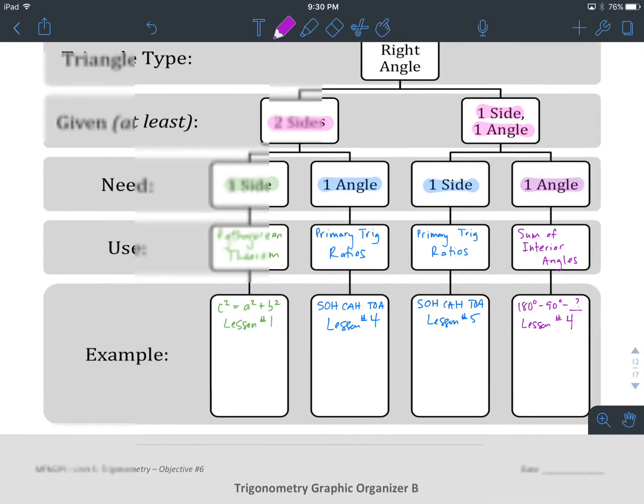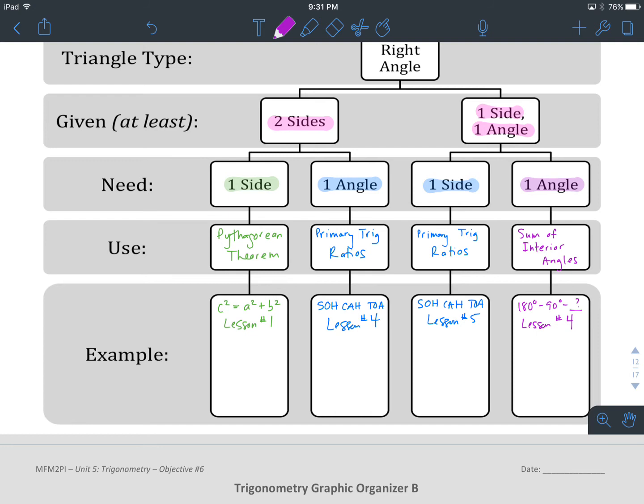So this was how to find an angle if you've been given the two other angles, so a 90 degree and then one of the non-90 degree angles. We can just take the 90, take that other angle, subtract them both from 180, and that will give us the one remaining angle. So we've got this filled out now.